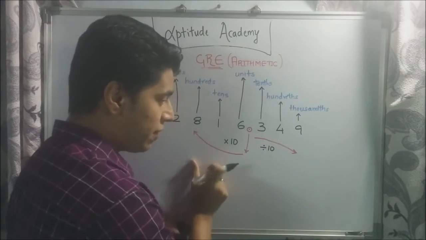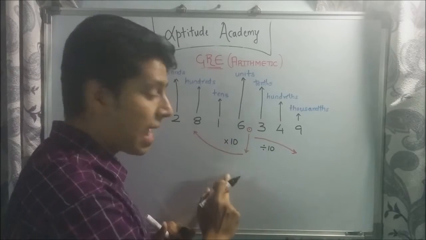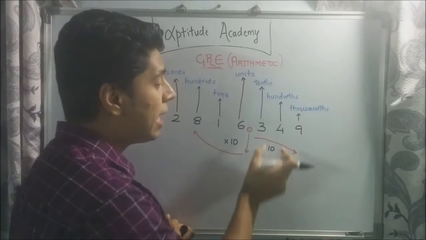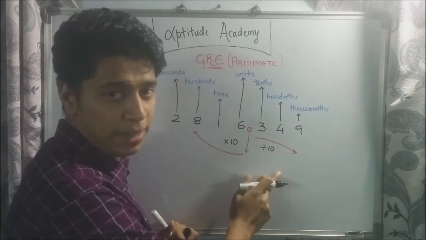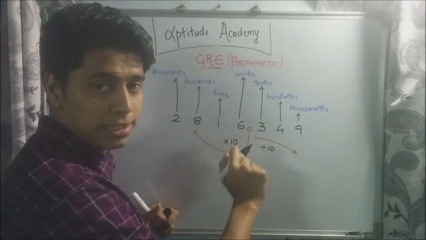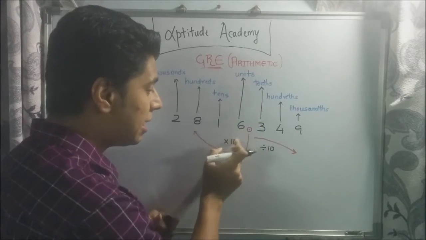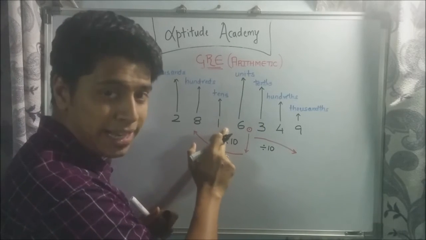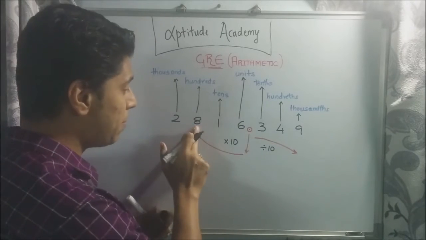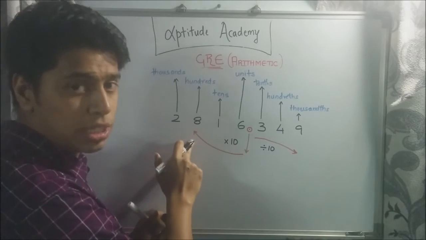On the left-hand side of the decimal point, you have place values that are increasing in times of 10. On the right-hand side, you have place values that are decreasing by times of 10. The 6 will be called the units place, or the ones place. The next place value will be multiplied by 10, so it will be the tens place. Then 10 into 10 is 100, so the next place will be the hundreds place, and this one will be the thousands place.